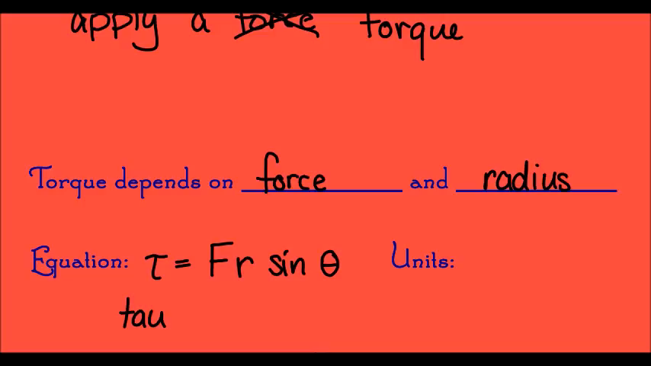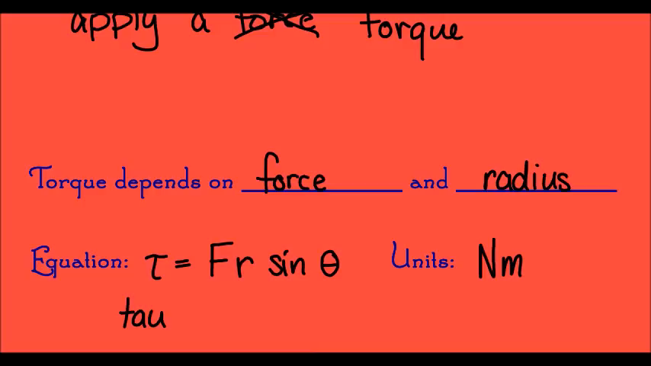I can look at my equation to help me figure out the units. We know force is measured in newtons, and radius, being a distance, is typically measured in meters. Newton meters are the unit that we use for torque, although technically, if we were to write this out, we know that a Newton is a kilogram meter per second squared. And when I multiply that by meters, I get kilogram meter squared per second squared, which we defined in an earlier chapter to be a joule.